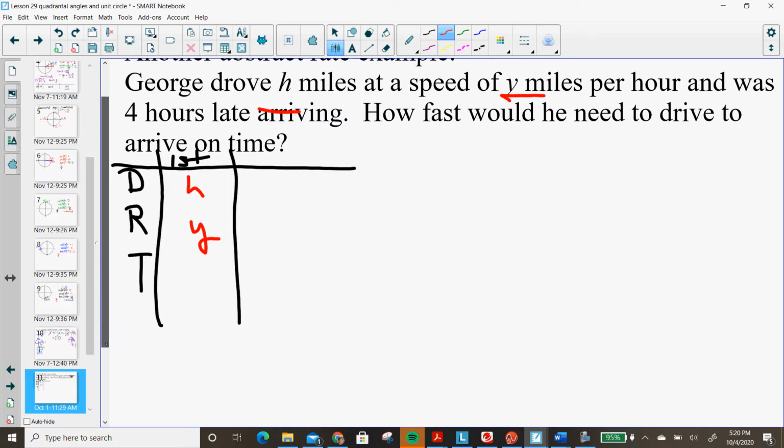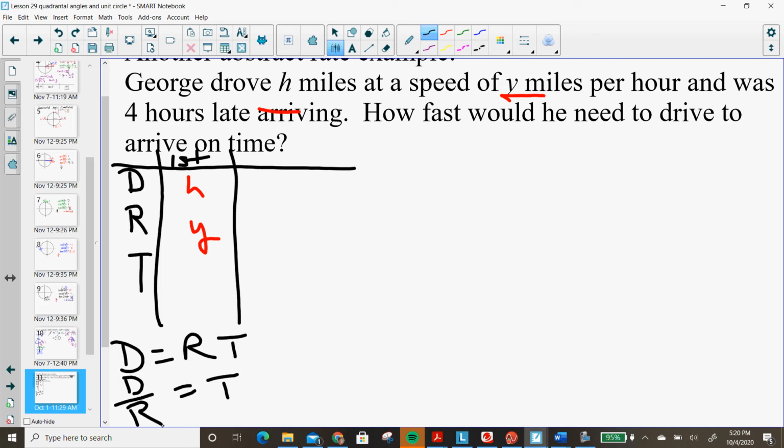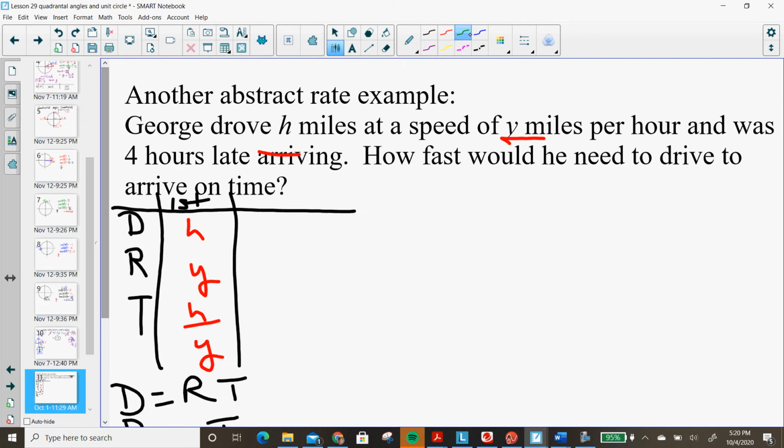And let's see here, if distance equals rate times time, that means time has to be distance divided by r. So just working off of that column, if d is h and r is y, that means my time has to be h over y. But that trip did not work out so great. So we need to do a new situation.